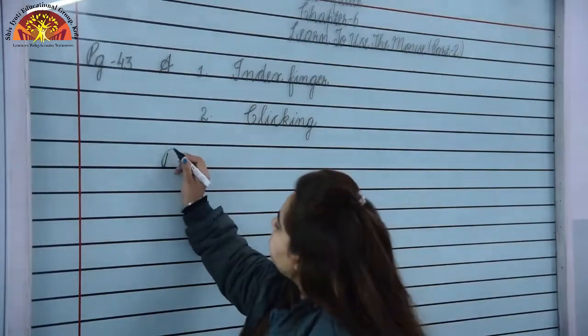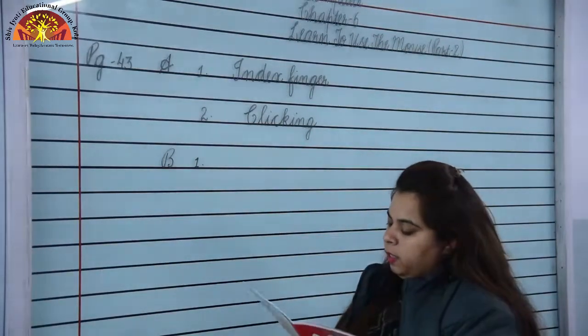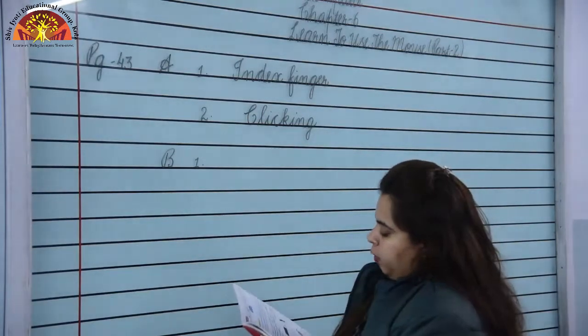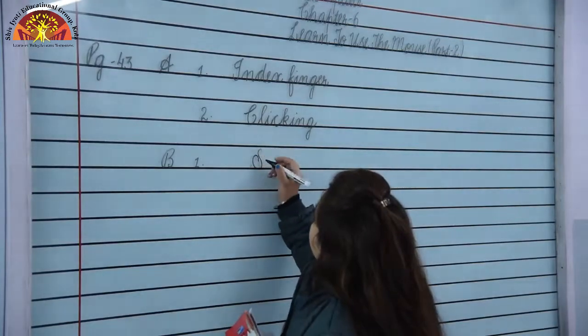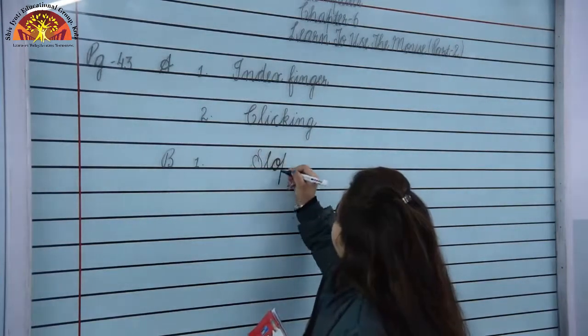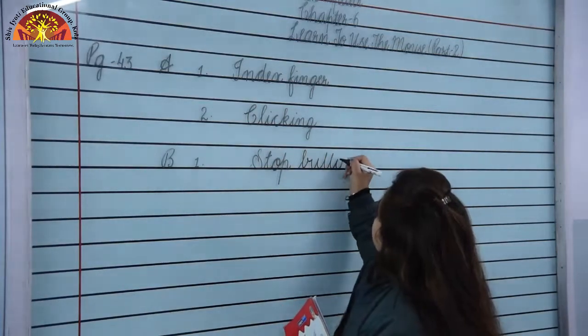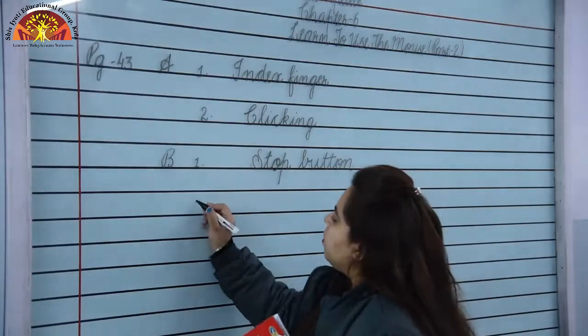Now B. First, which button is used to stop the music completely in Windows Media Player? The answer is stop button. STOP, stop, BUTTON, button. Children, S will be capital.